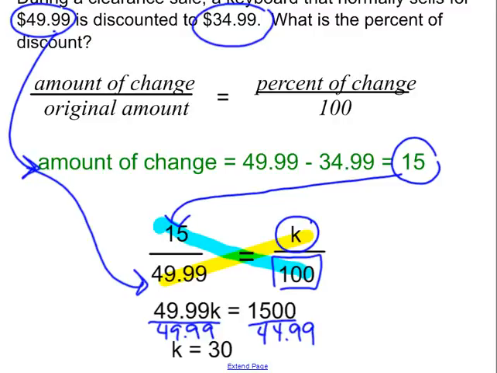And when we do that, it approximates to 30%. Don't forget your percent signs like I just did. So add the percent, 30%. That's the amount of the discount.